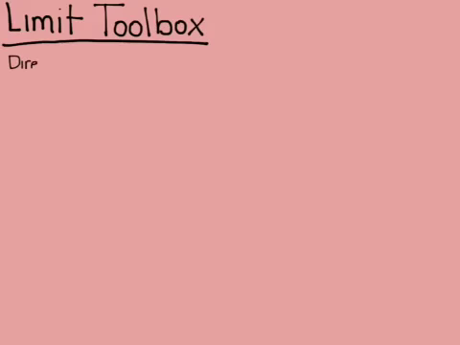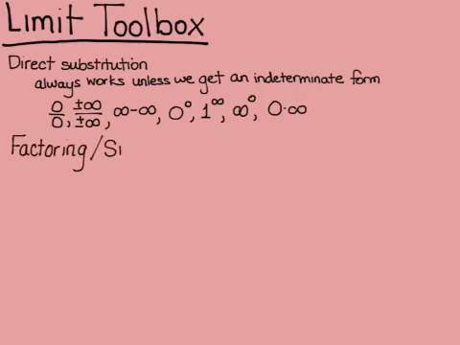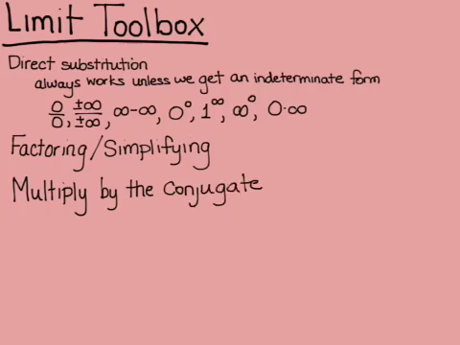So going back to our limit toolbox, we have direct substitution, which always works unless we have one of our indeterminate forms. We have factoring and simplifying. And now we have multiplying by the conjugate. And the good news is that almost every limit problem we give you in this class can be solved by any of these three methods. But we are going to every once in a while run into something that cannot. And then for this, we use what's called the squeeze theorem.